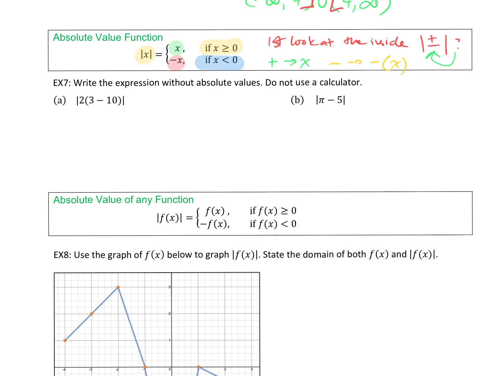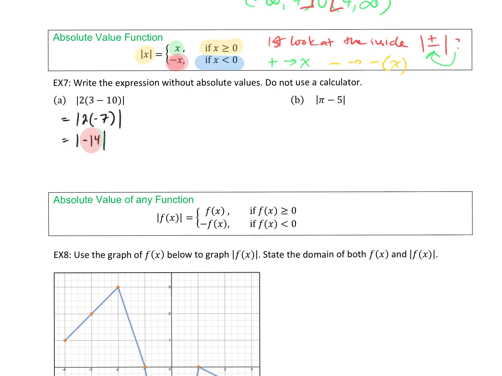Well, these are all numbers that I can simplify. So let me go ahead first and simplify that. That's going to be 2 times 3 minus 10, which is negative 7. And then we can go ahead and multiply that. That's 2 times negative 7, which is negative 14. Okay, let's see what's on the inside. It's a negative number. So again, if it's negative on the inside, what do?